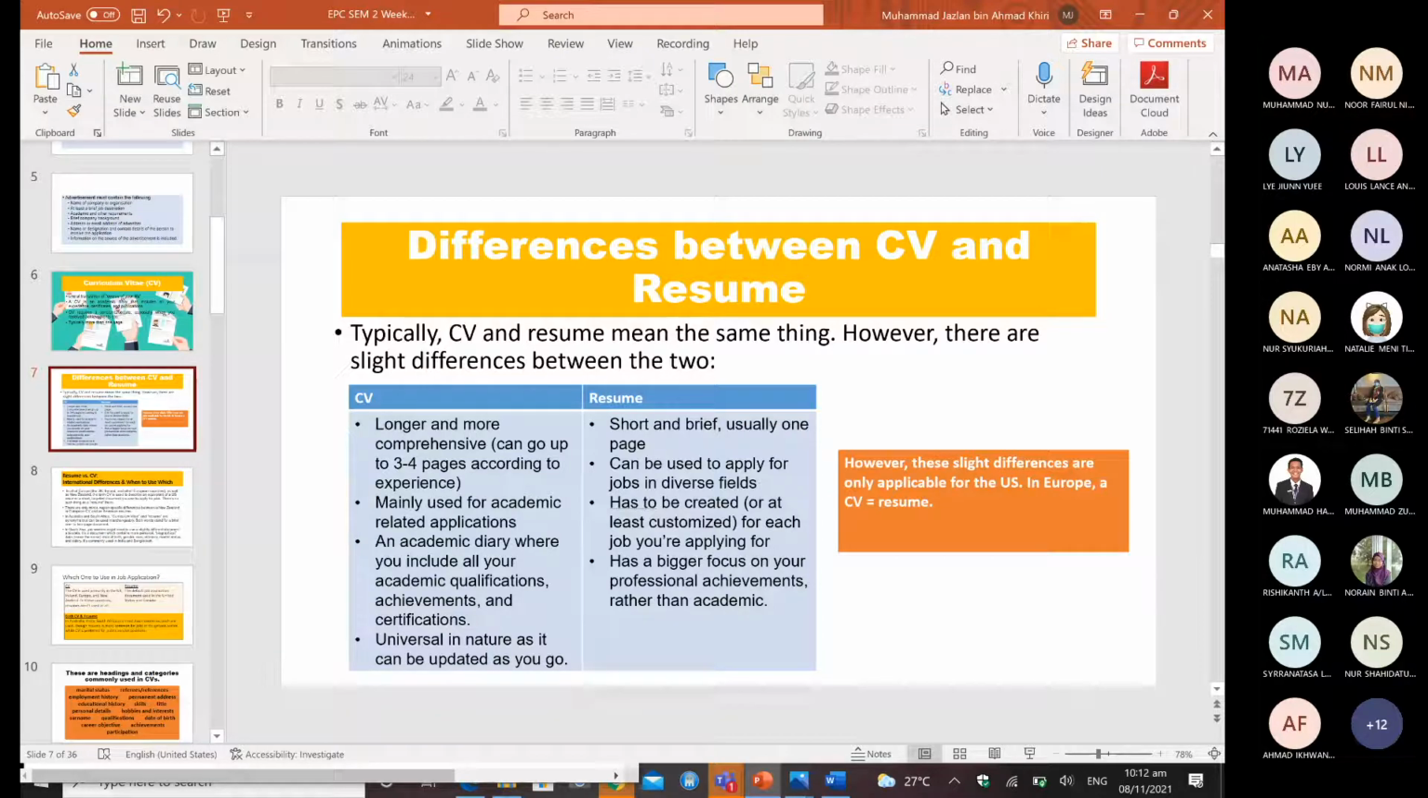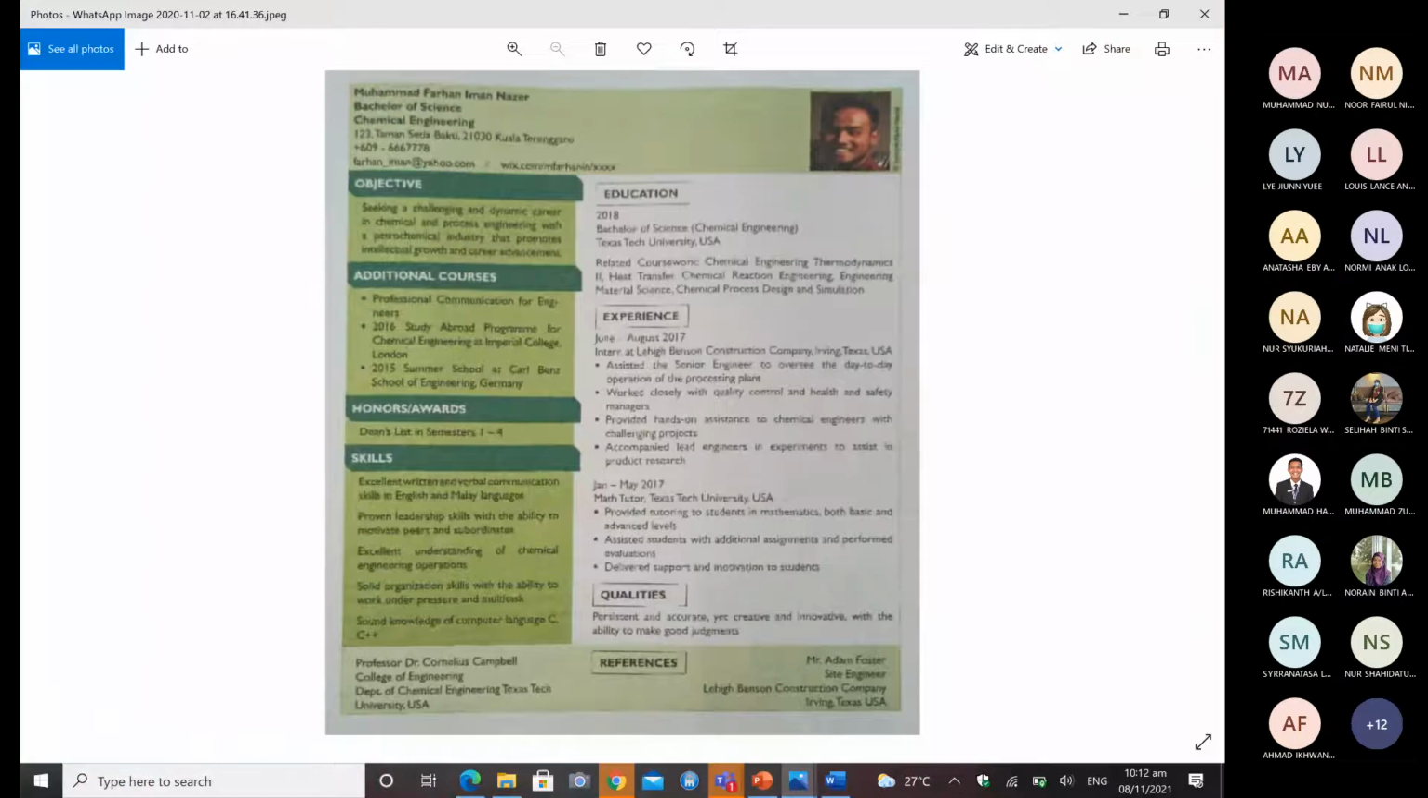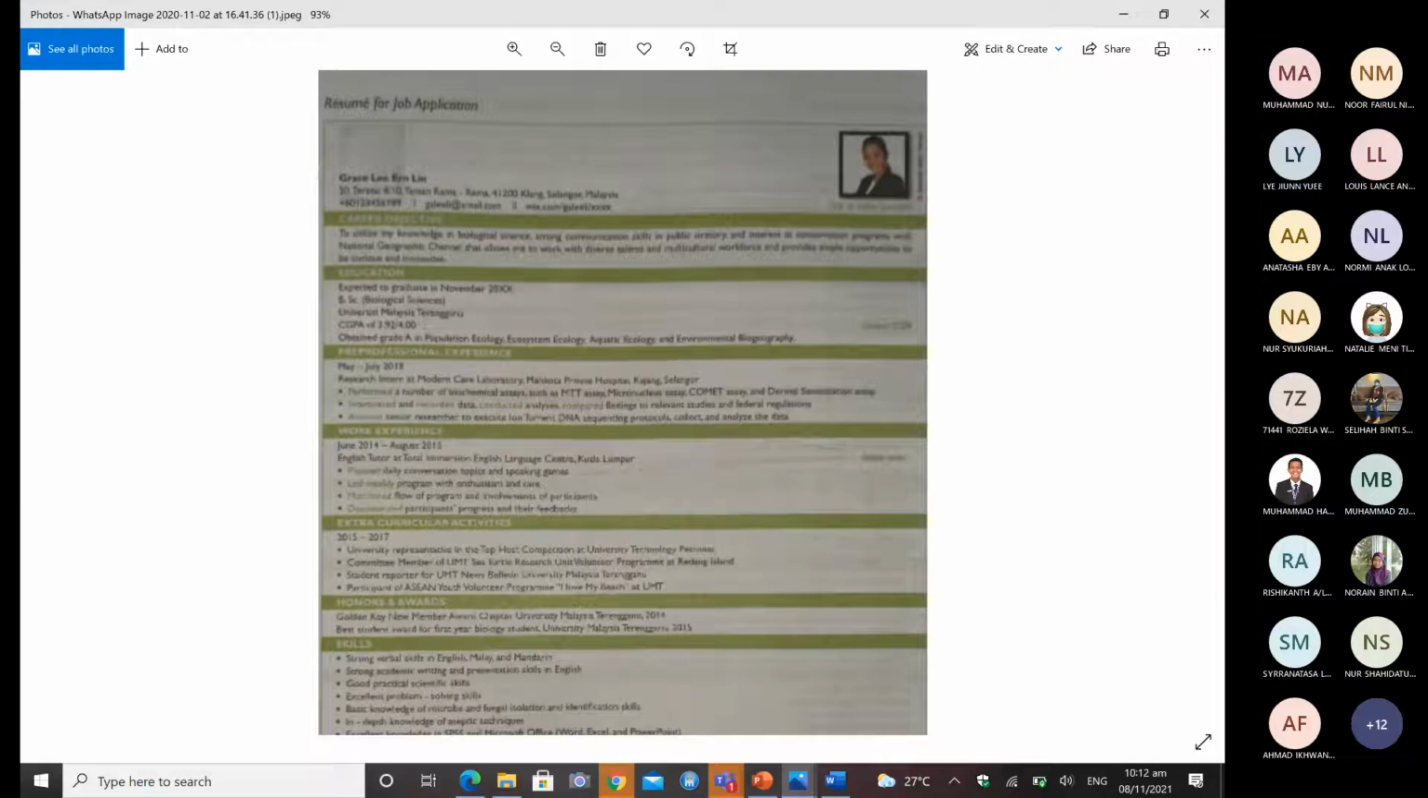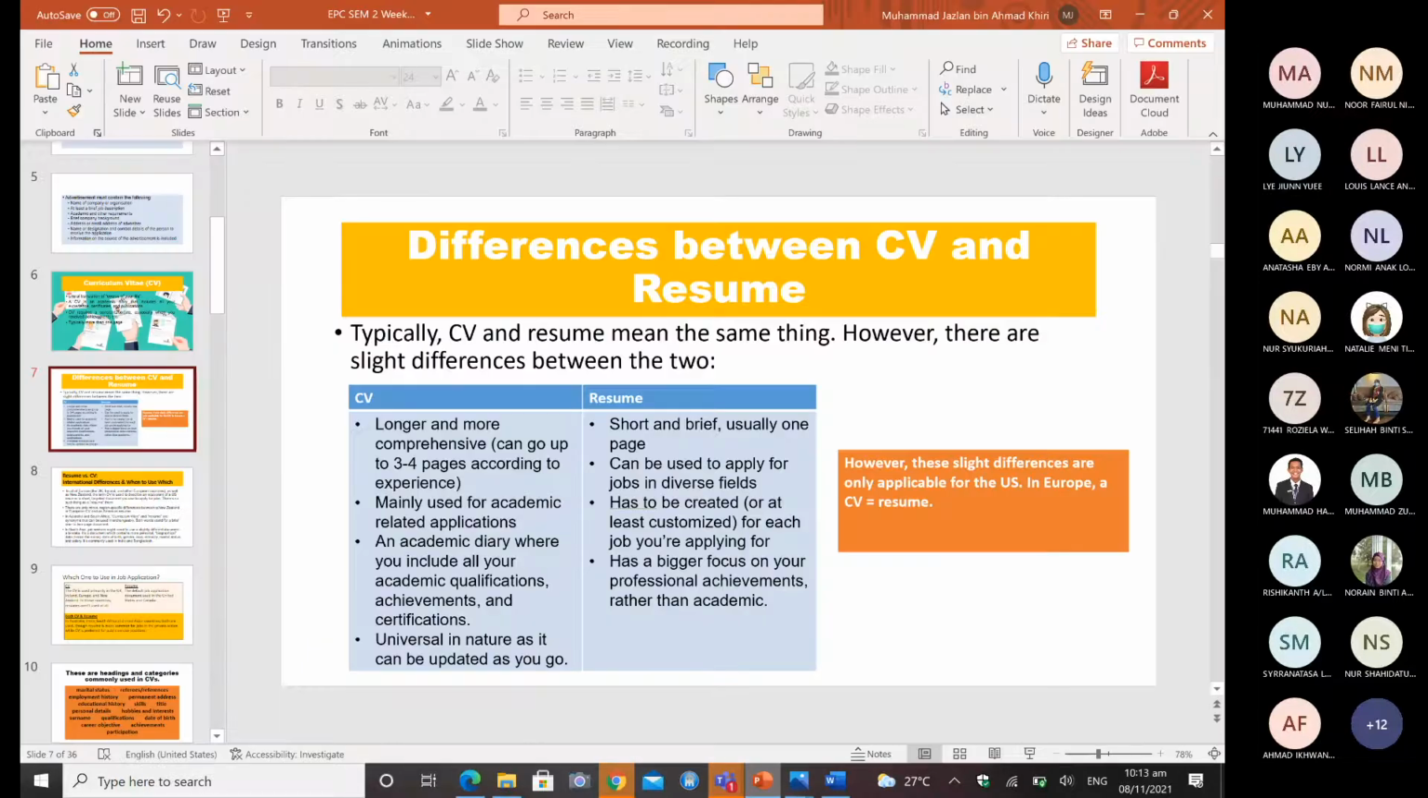That is in contrast to a resume, which is short and brief, usually in one page. These two documents which I've shown you here are examples of a resume, where you can see it is only one page in length, but packed with details about the individual. It can be used to apply for diverse jobs in diverse number of fields. So besides education, you can also use a resume for marketing, sales, engineering, event management, animation, and just about anything.